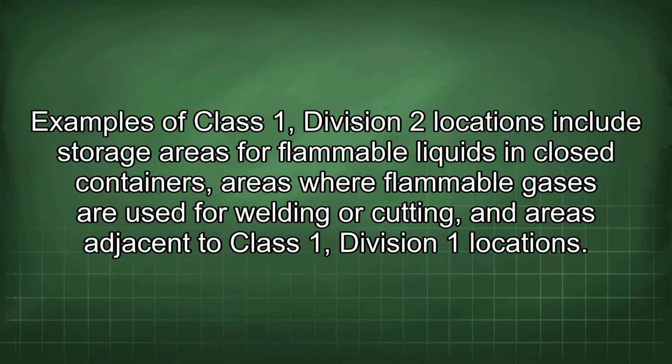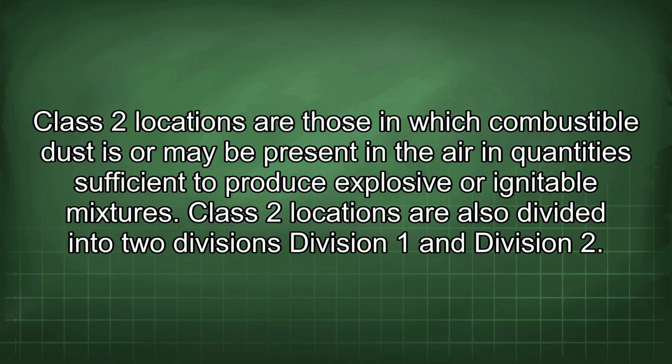Examples of Class 1, Division 2 locations include storage areas for flammable liquids in closed containers, areas where flammable gases are used for welding or cutting, and areas adjacent to Class 1, Division 1 locations. Class 2 locations are those in which combustible dust is or may be present in the air in quantities sufficient to produce explosive or ignitable mixtures. Class 2 locations are also divided into two divisions, Division 1 and Division 2.